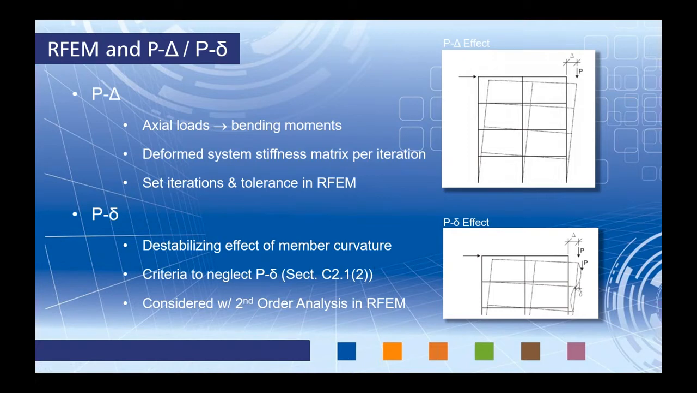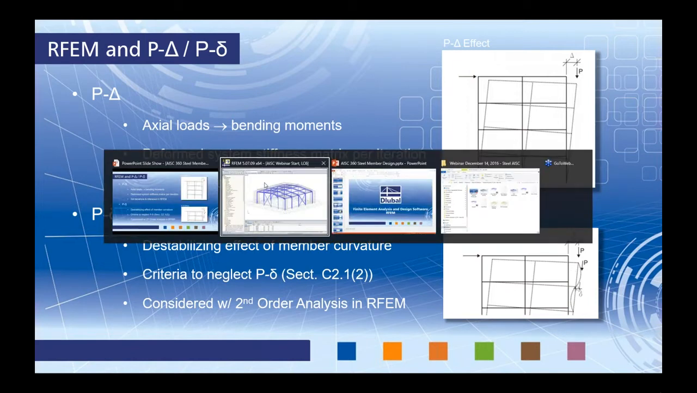Typically, with a lot of cases, P little delta really doesn't have that much effect on your structure. Now this really is the engineer's discretion, but the nice thing about RFEM is that with that second order analysis, we will always include P little delta. Some other programs require you to add additional nodes along the member to take that into account, but with our program, you don't need to do all of that. It's automatically considered when we're running that second order analysis.